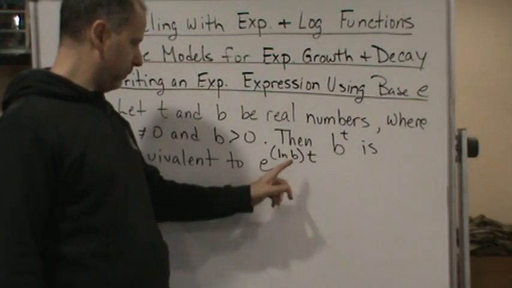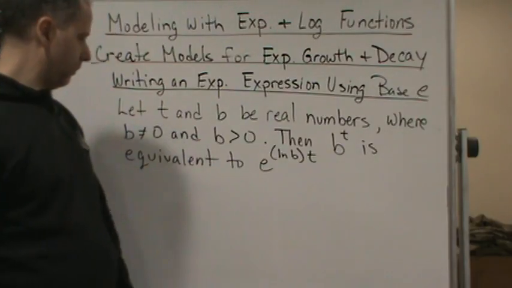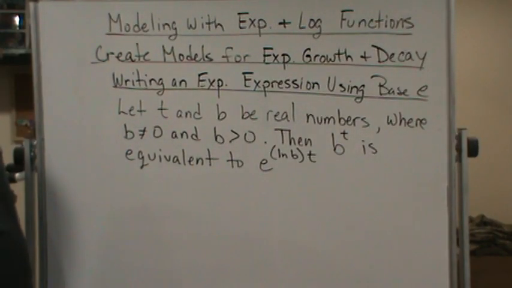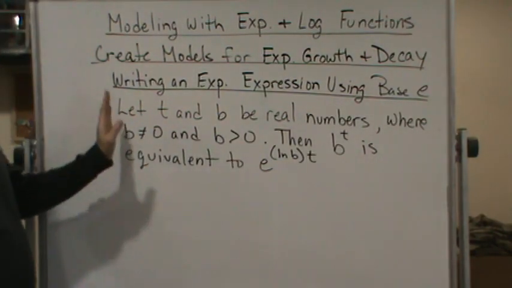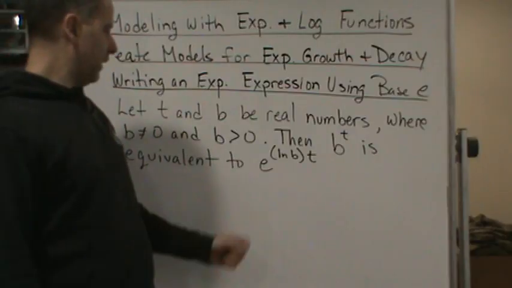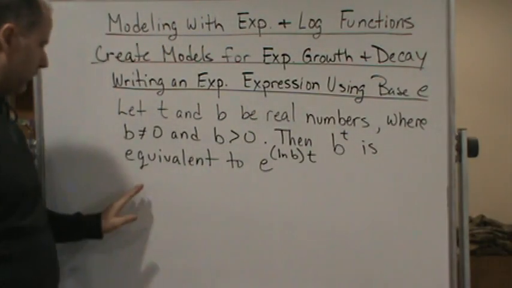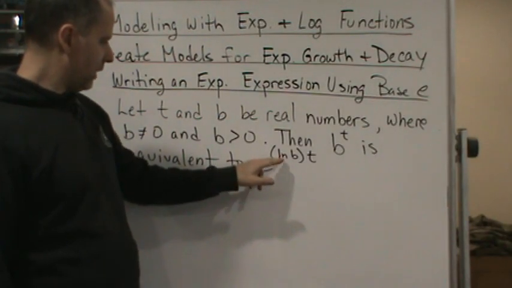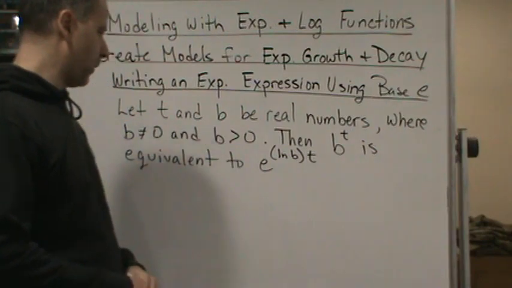So again, because we're taking the argument here, b is an argument. If that's the case, then b to the t power is equivalent to e to the natural log of b times t. So these are two equivalent expressions.